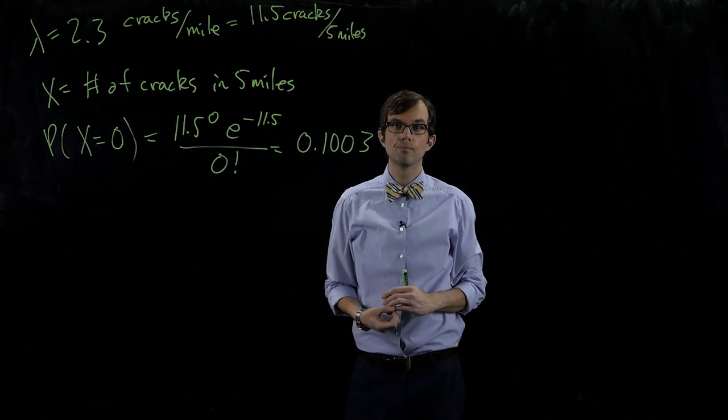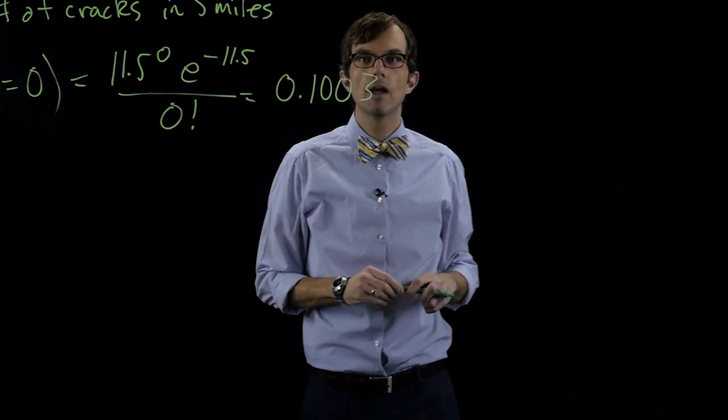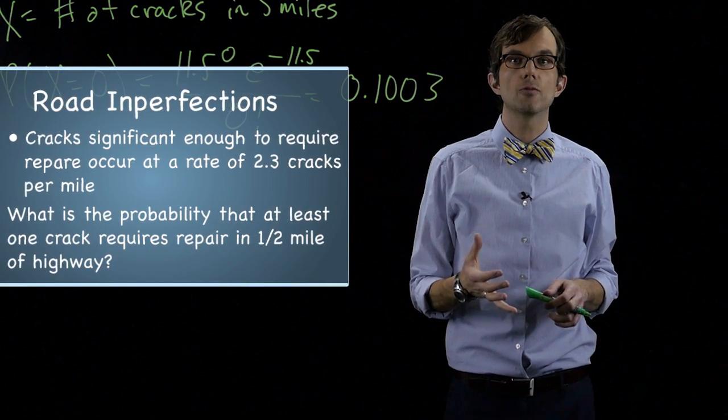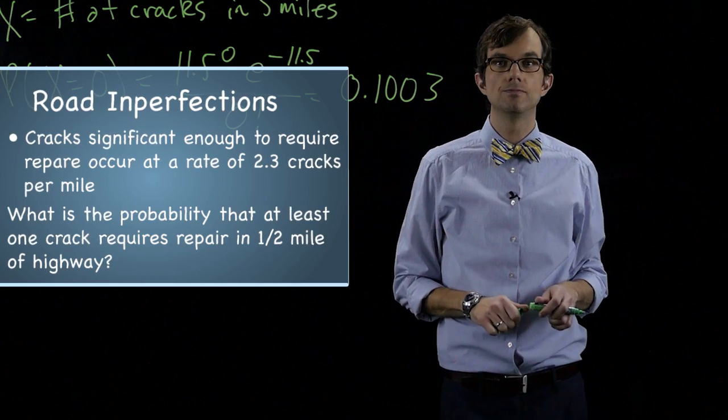So on average, 10% of the 5-mile stretches that we might encounter will have no cracks that need repair. Okay, we'll move on and ask another question. What's the probability that at least one crack requires repair in a half a mile of highway?